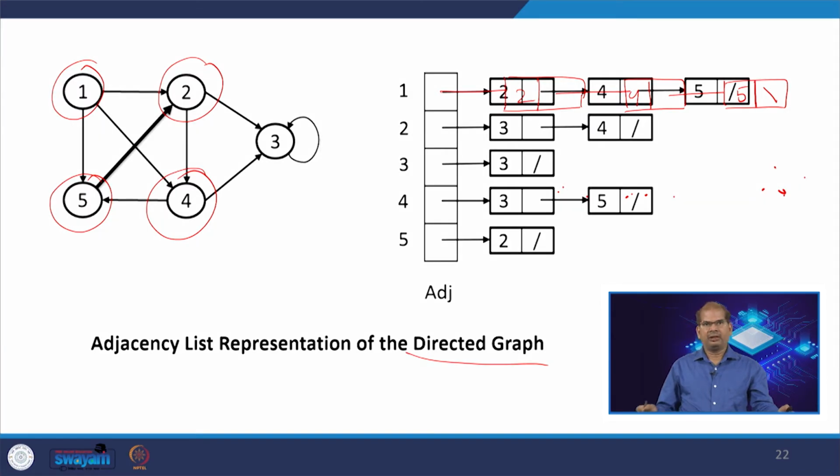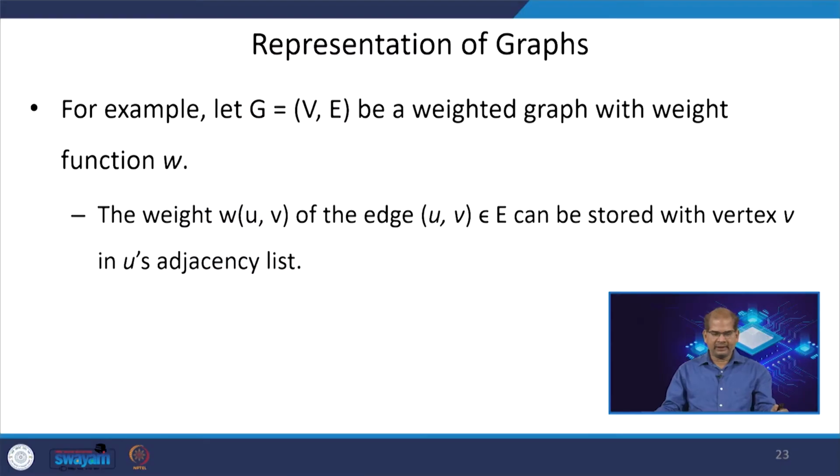This is one of the efficient methods when your graph is sparse, with fewer edges. So, the adjacency list based representation is useful in that case. Then we will go to the weighted graph, actually the graph G(V, E) as a weighted graph with weight function W.